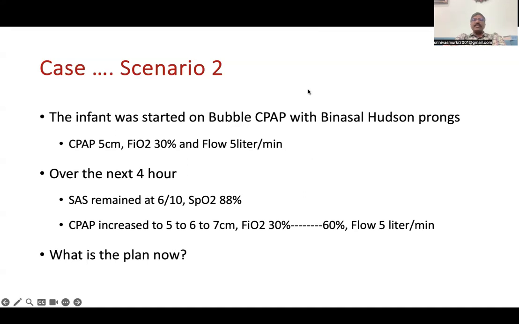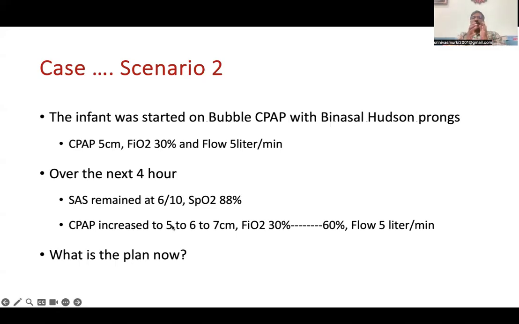So keep increasing the pressure from 5 to 6, 6 to 7. Before you go for IMV or even think of surfactant, you have a choice of increasing the pressure, because I said keep the lung open. And how do you know the lung is open? Only when your retractions are coming down. So keep increasing the pressure from 5 to 6. Yes, correct. Increase CPAP pressure from 5 to 6, 6 to 7, keeping FiO2 at 30%.